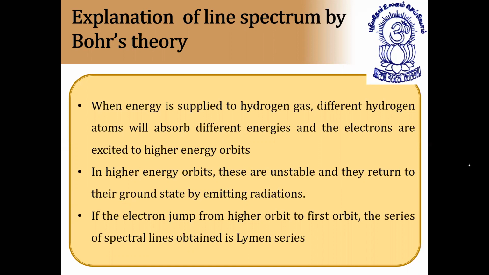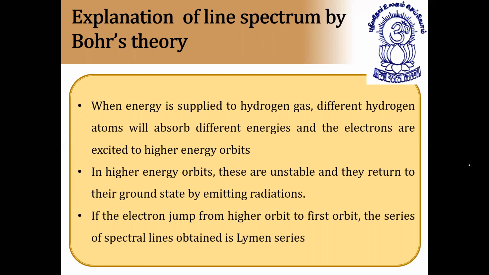In the same way here also, when some energy is supplied to hydrogen gas, the different hydrogen atoms will absorb different energies and the electrons are excited to higher energy orbits. In the higher energy orbits, as they are unstable, they return to their ground state by emitting radiations. If the electron jumps from any of the higher energy orbits to the first orbit, a series of spectral lines is formed, which is called the Lyman series.